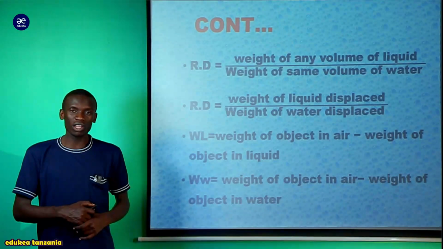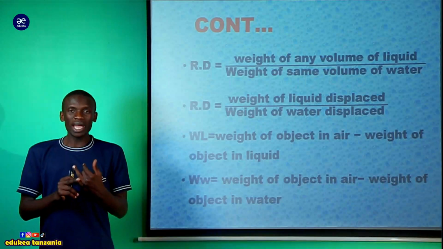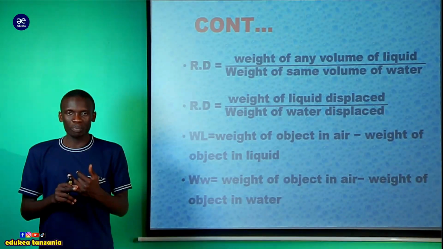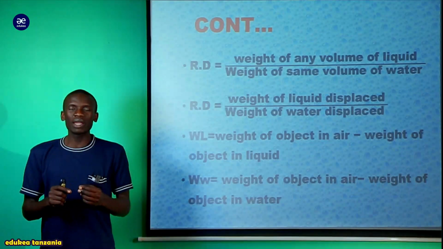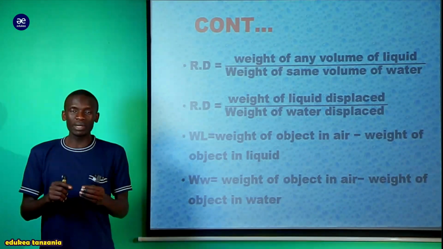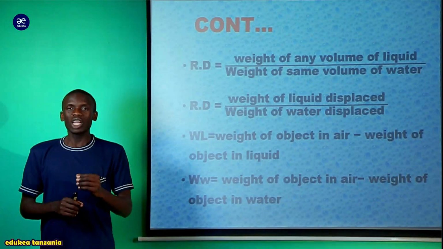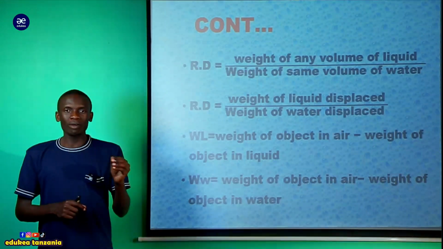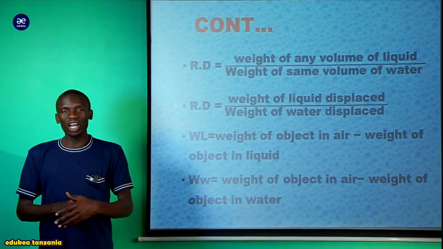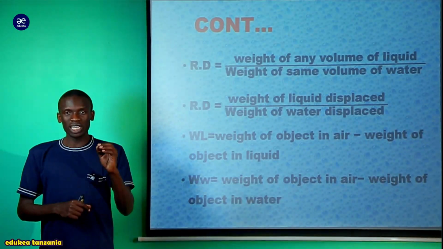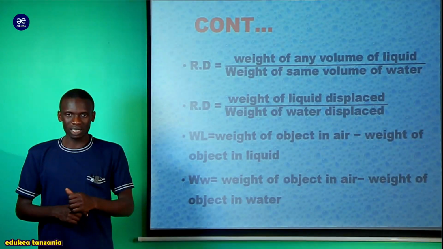To determine the relative density of a liquid, you take the weight of any volume of a given liquid over the weight of the same volume of water. It means that if you take the volume of liquid to be 20 cubic centimeters, you also take 20 cubic centimeters of water and measure the weight of the liquid and the weight of the water. If you take the ratio of the weight of liquid to the weight of water, you will get the relative density.